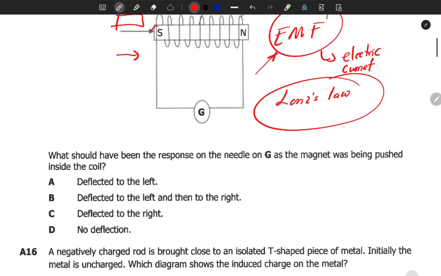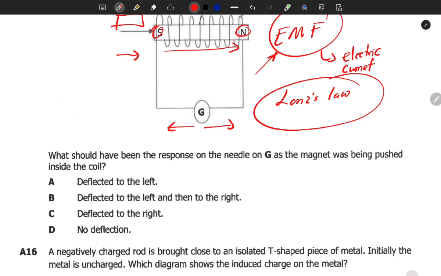Before I come to the answer, there are key concepts you need to understand before I pick the correct one. All we need to decide is whether it went to the right or to the left, but there are key concepts behind that. Let's first analyze the situation. Since the magnet is being pushed inside, we are increasing the magnetic field. Take note of that. The fact that we are moving from south to north means we are increasing the magnetic field.